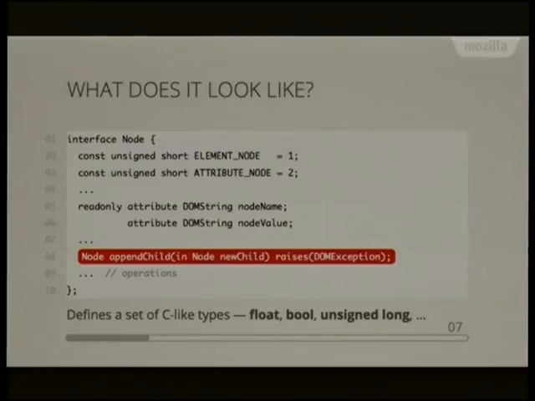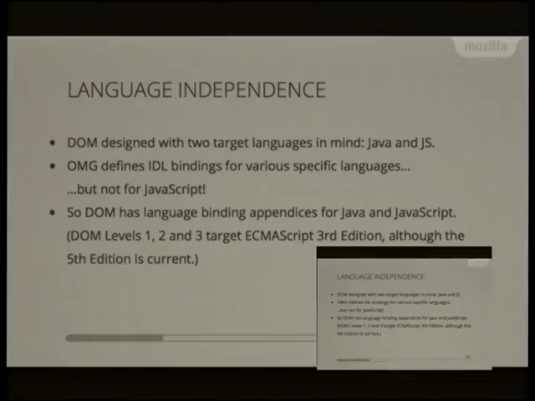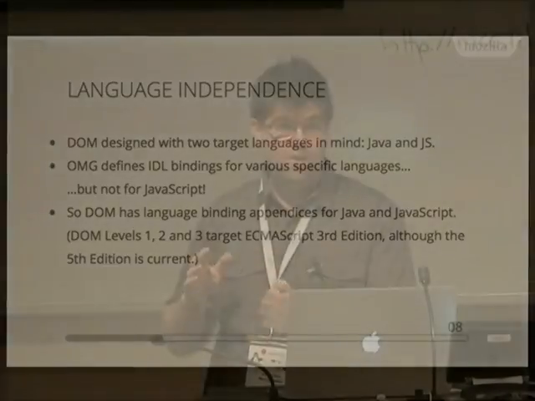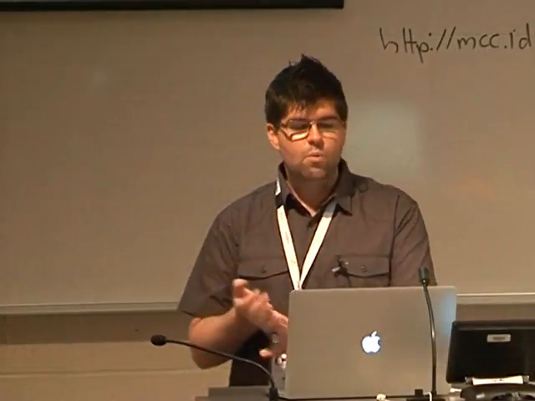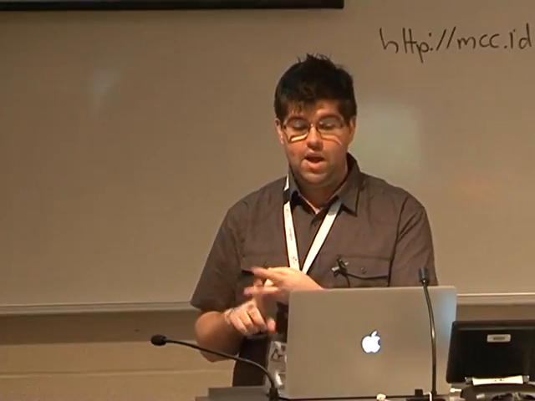So interface definitions look like this, and the IDL language has a bunch of C-like types like float, bool, unsigned long, and so on. The advantage of writing these interfaces using an IDL language is that you've got language independence. This is meant to be a sort of abstract language, and then you have particular concrete implementations of the APIs in particular languages. And the DOM was designed with two target languages in mind, Java and JavaScript.